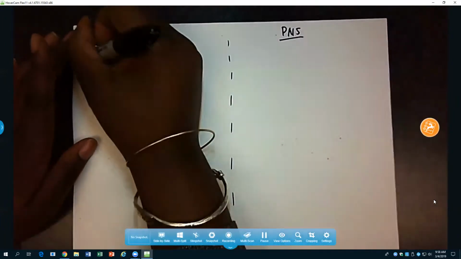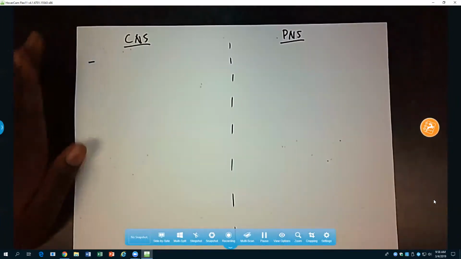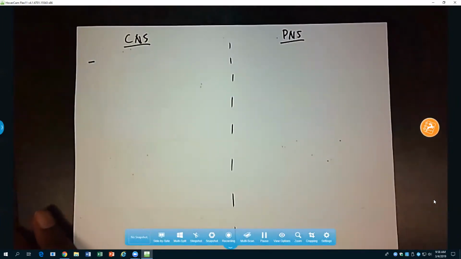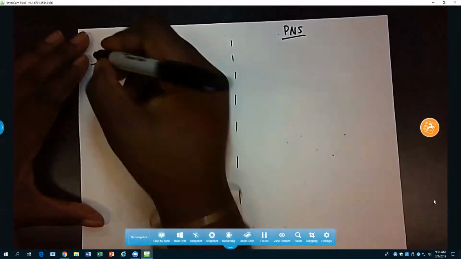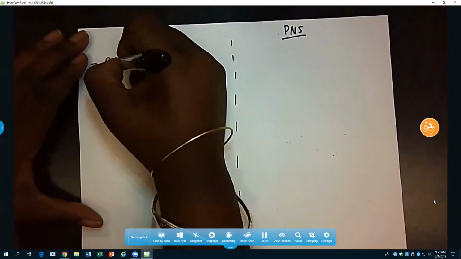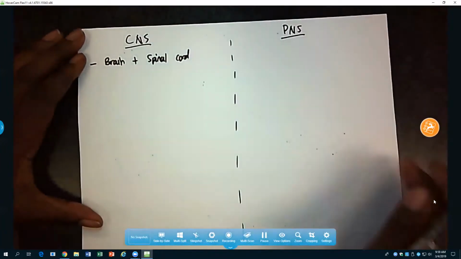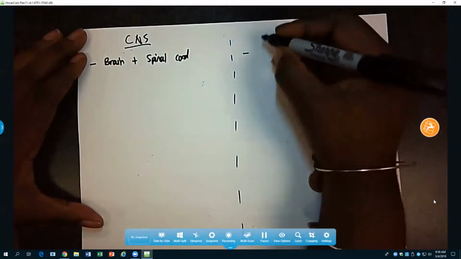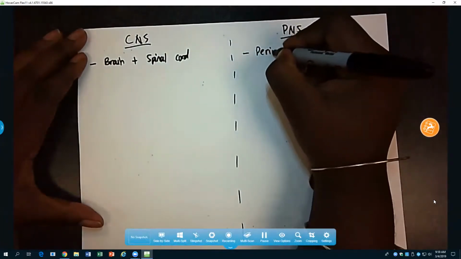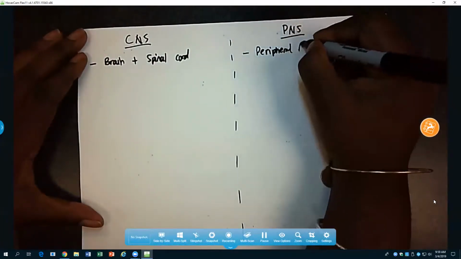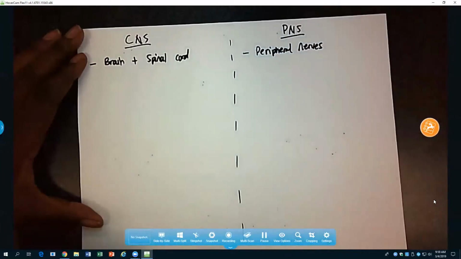We talked about the central nervous system on Friday. What were the components of the central nervous system? The brain and spinal cord. So brain and spinal cord. And then our peripheral nervous system are pretty much all of our peripheral nerves. Okay.